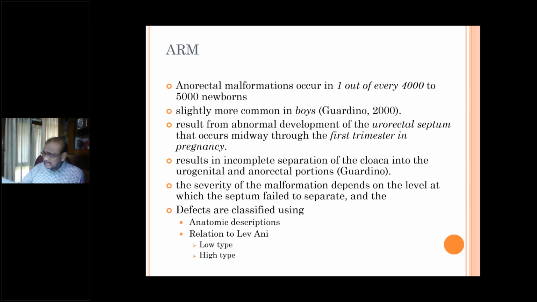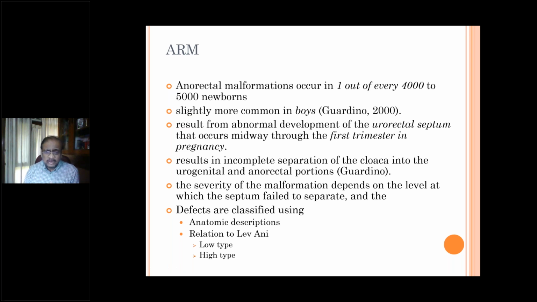The incidence is not very rare. 1 out of every 4,000 to 5,000 newborns. Fairly, I would say, not uncommon. Not very common, but fairly common. It is slightly more common in boys, and results from what? Abnormal development of the urorectal septum, that is, it is not developed properly. Right? There's some defect in the first trimester of pregnancy, and that is when the defect starts.